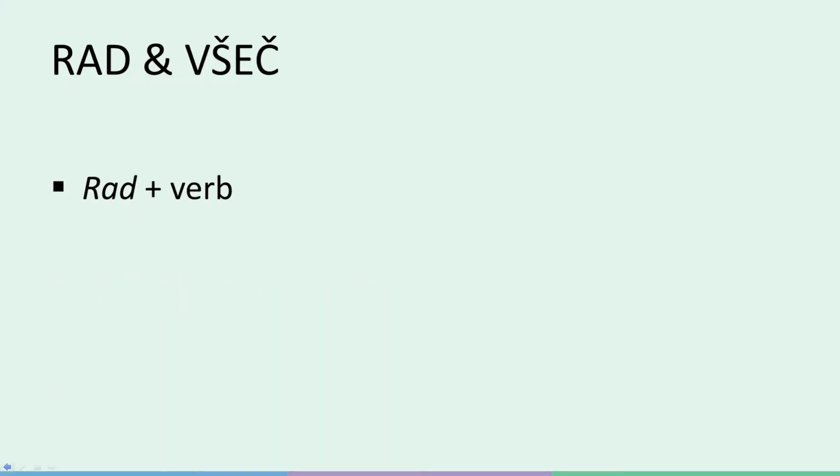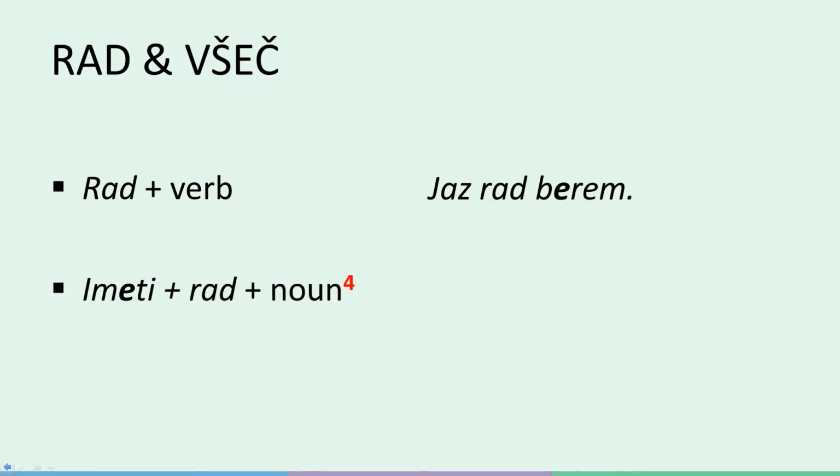As you probably know by now, RAD can be used with a verb. As in, for example, I like to read, or Jaz rad berem. And if it's a noun that we like, we have to add the verb to have, which is imeti. Imeti plus RAD plus a noun is how you say I like something, if what you like is a noun and not a verb. Imeti has to be in the correct form, of course, and the noun in the correct case, the fourth case or the accusative. As in, for example, I like polenta, or Jaz imam rad polento.